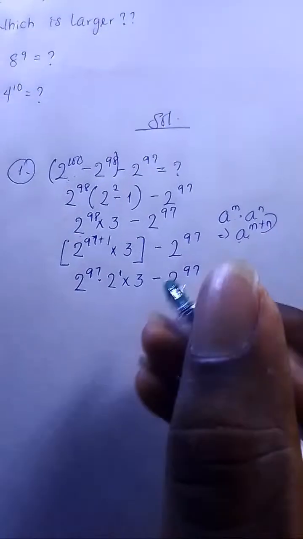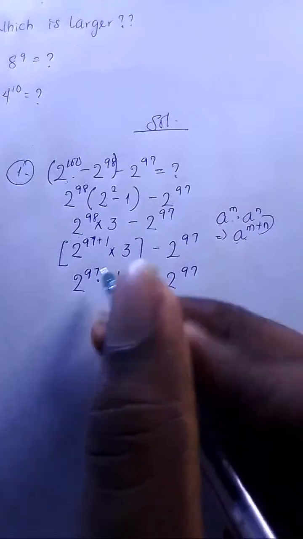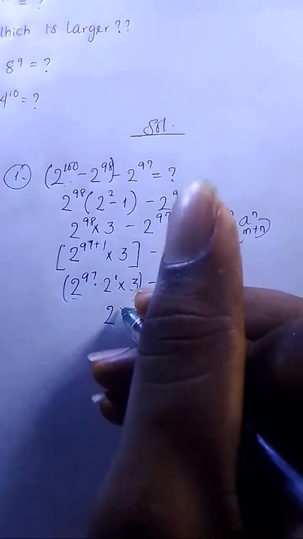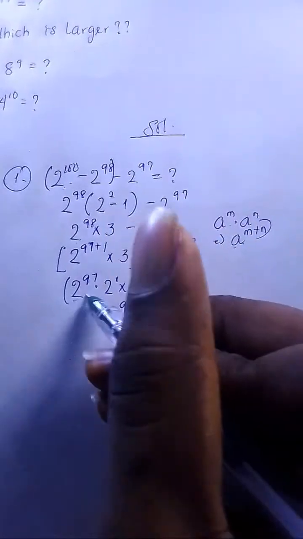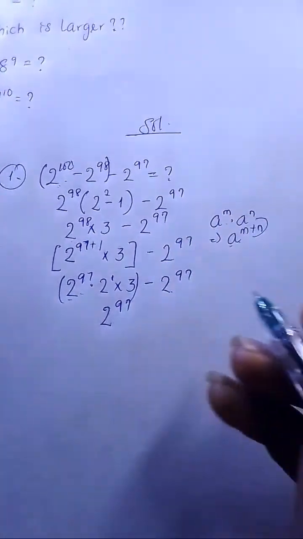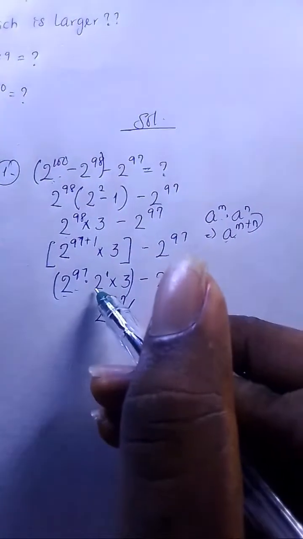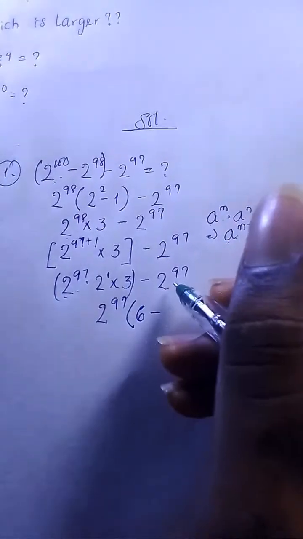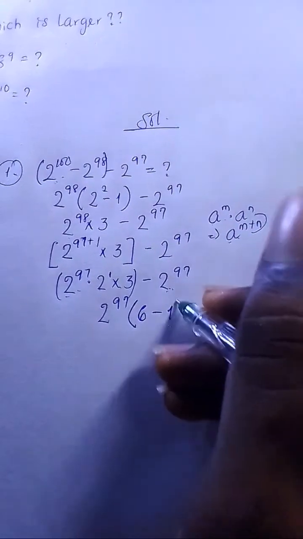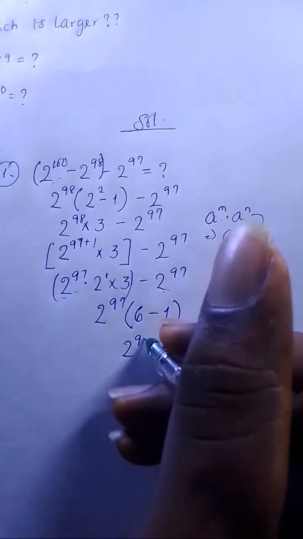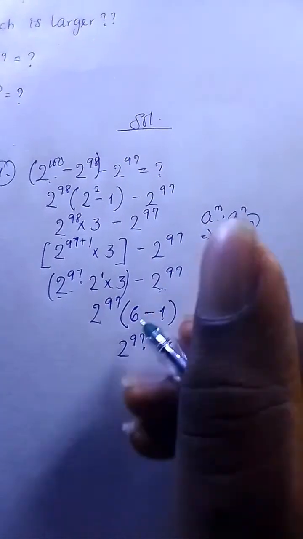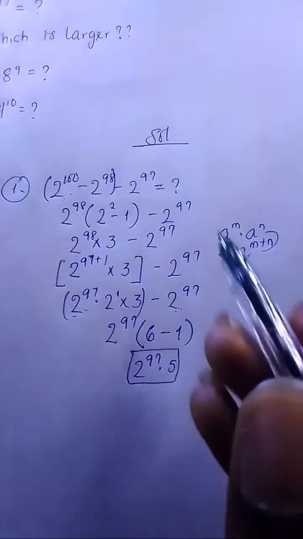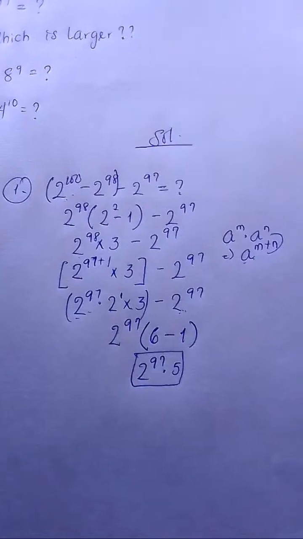So from here, what's the next thing that we're going to do? We can see 2 raised to the power of 97 is common here and here. When we bring out 2 raised to the power of 97, it leaves us with 2 times 3, which is 6, minus 1. When we bring it out from the second term, it becomes 1. So 2 raised to the power of 97 multiplied by 6 minus 1, which is 5. This becomes our answer for the number 1 question.